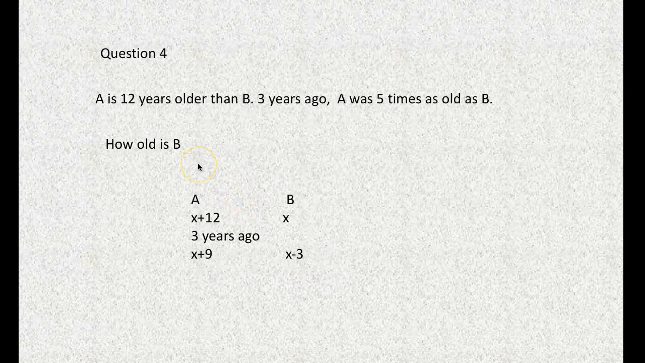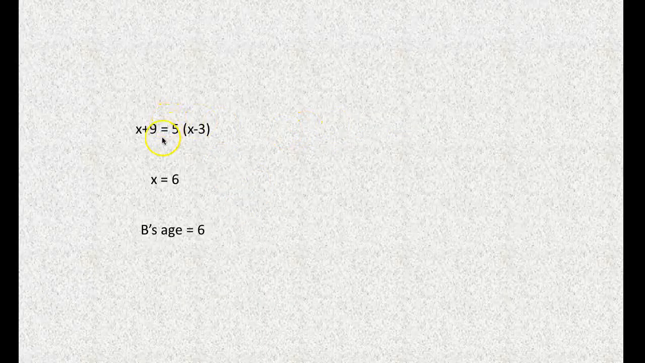So we are given that 3 years ago, a was 5 times as old as b. So x plus 9, which is a's age, would be 5 into x minus 3. Simplifying, we get x equal to 6. So we are asked for b's age, which is 6.